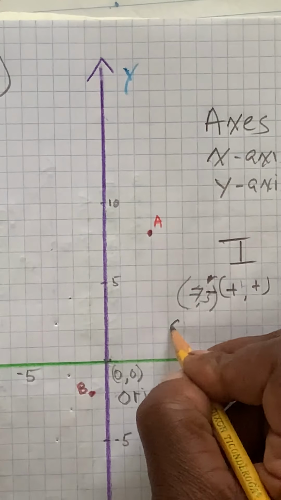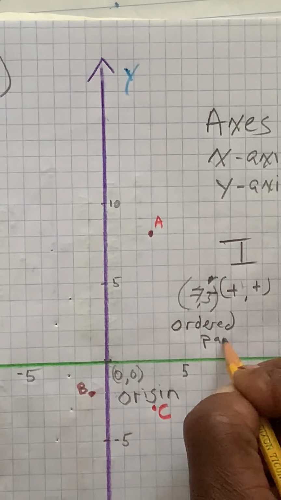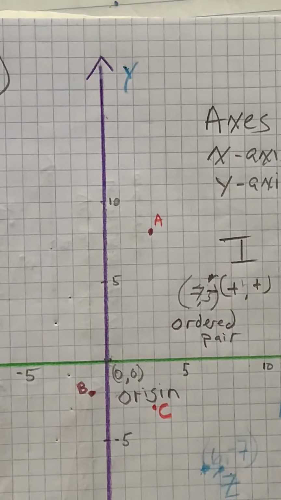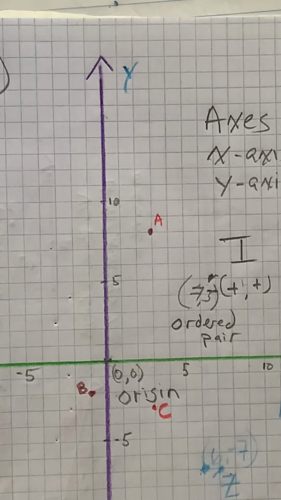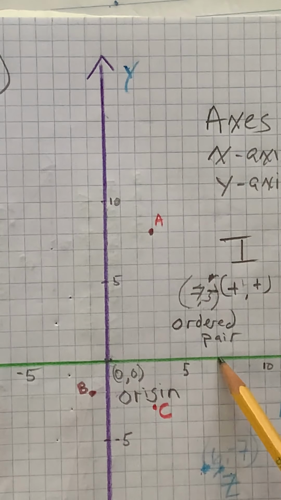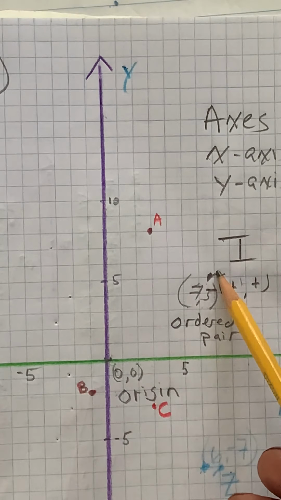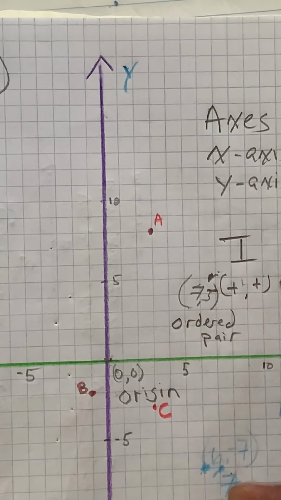Ordered pair, 7, 5. Again, we found it by saying I'm going 7 in the x direction and 5 in the y direction. Nothing big there.